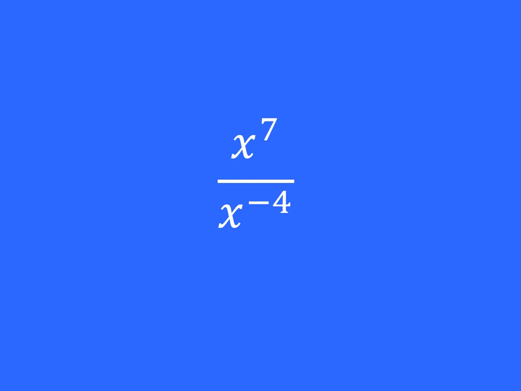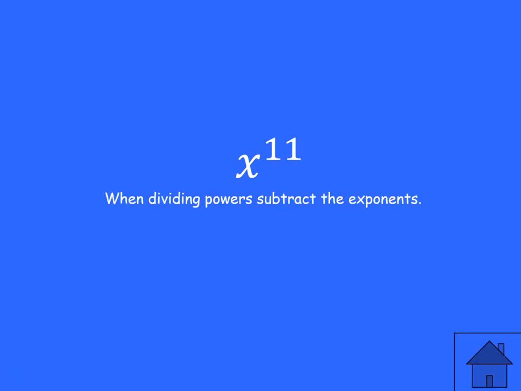Okay, let's take a look. Correct answer is x to the 11th. Don't forget that when dividing powers, you subtract the little numbers, the exponents.